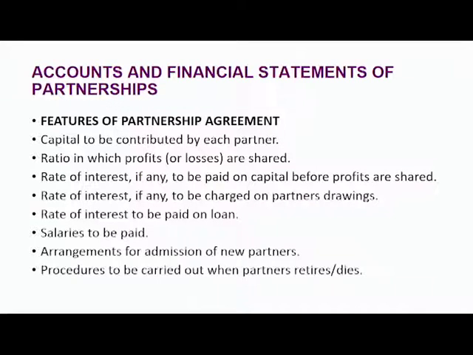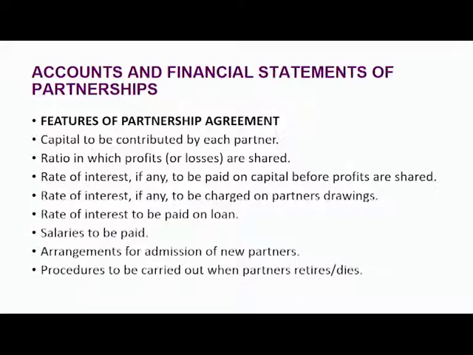Salary to be paid to whoever is going to be paid salary, or maybe they are both going to be working in this business and they are partners. How much are we going to be paying as salary to our members? Arrangement for admission of new partners. In case we need to add another partner, there should be an arrangement. Everything should be in black and white. Procedure also to be carried out when partners retire or die. When one of the partners is no more there. All these things are very important. They should be written down in black and white so that at the end of the day, when all these matters arise, we don't conflict with one another.